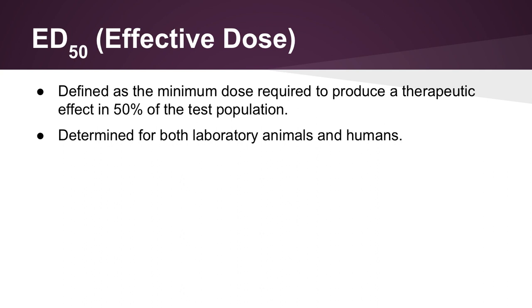Finally, the other measurement we have is the effective dose, or ED50. This is defined as the minimum dose required to produce a therapeutic effect in 50% of the test population. Now, because this is beneficial, it's determined for both lab animals and humans. So if you have lab animals, you're doing an LD50 and an ED50. If you have a human population, you're doing a TD50 and an ED50. So it depends on which populations you are testing.